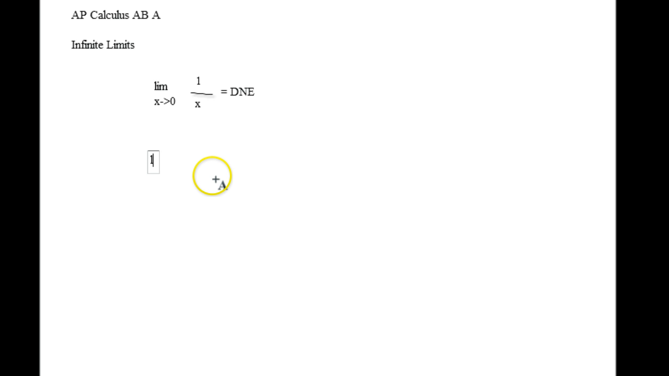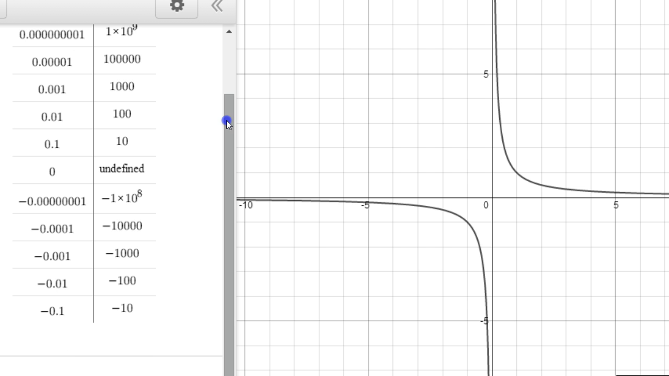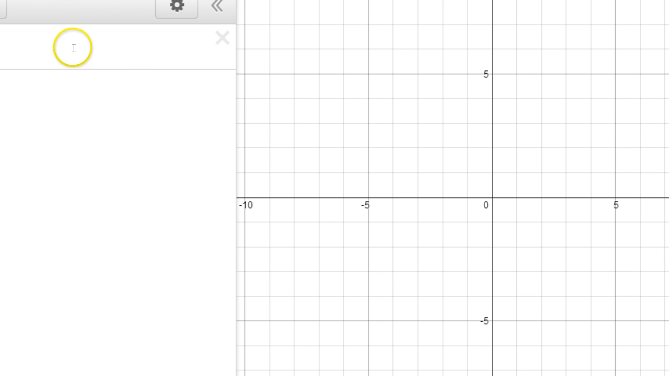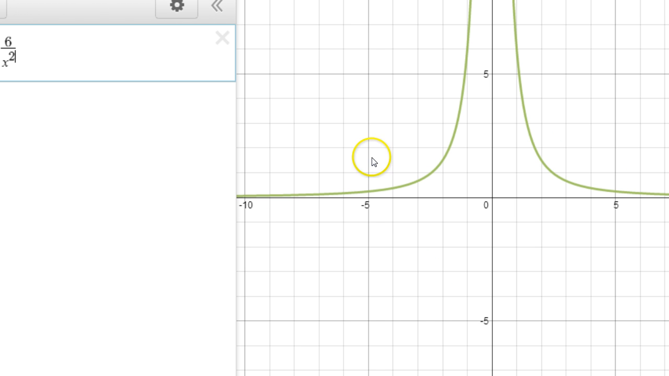However, if I change something a little bit, like the limit as x approaches 0 of 6 over x squared, and this is important, you have to square the x, otherwise your graph is not going to look like this. So let's graph 6 divided by x squared. As you can see, as I approach 0 from both sides, they're both heading towards the same number.